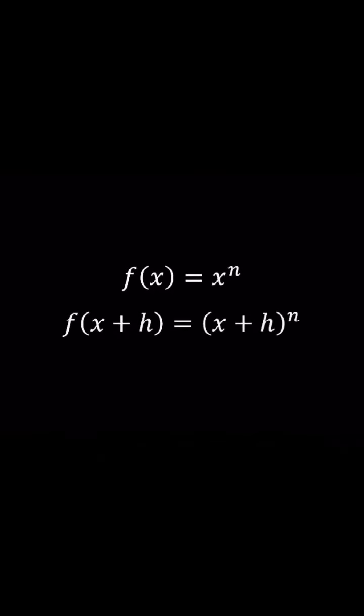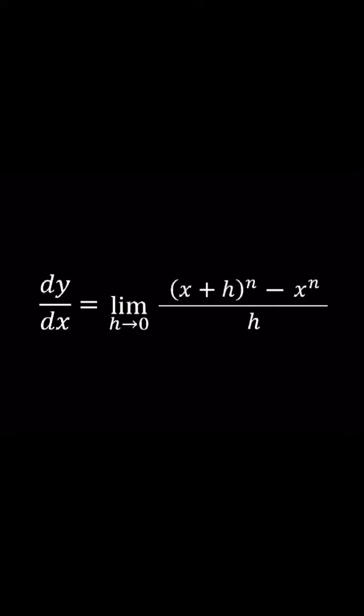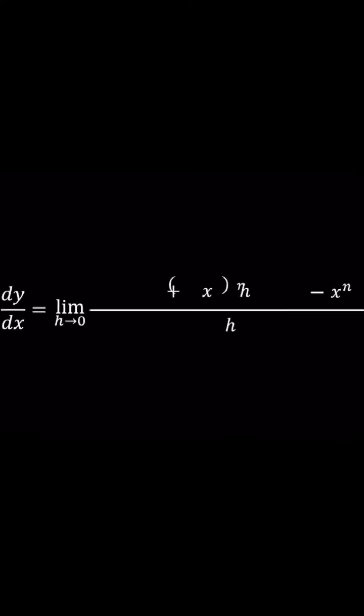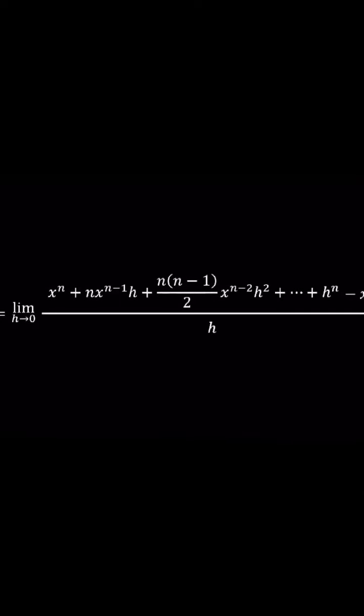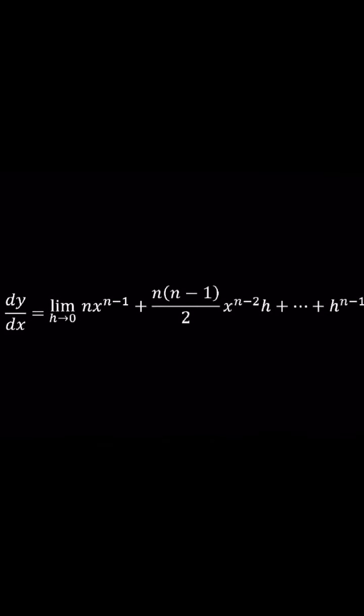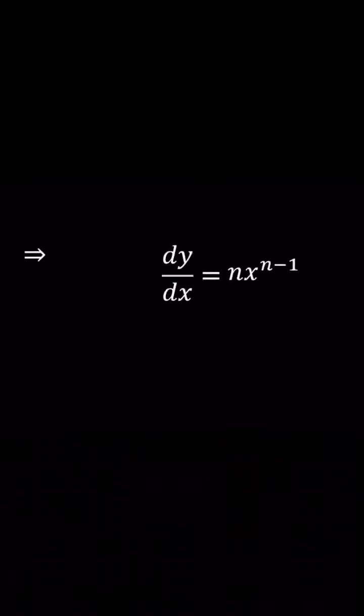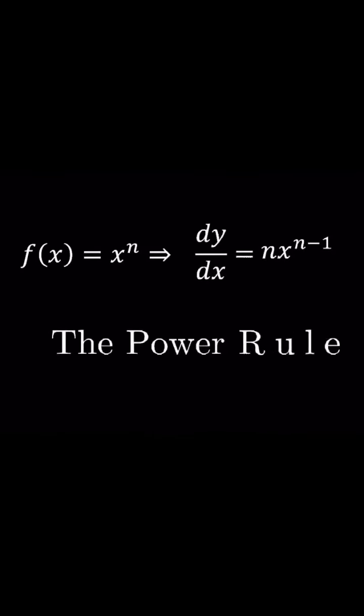Now, is there a quicker way to do this? Let's take a generic term, x to the power of n. Using the same approach, we substitute f of x plus h into the formula and expand x plus h to the power of n, using the binomial expansion. When we simplify, the x^n terms cancel, and the terms involving h vanish as h tends to 0, leaving n times x to the power of n minus 1. This is called the power rule.